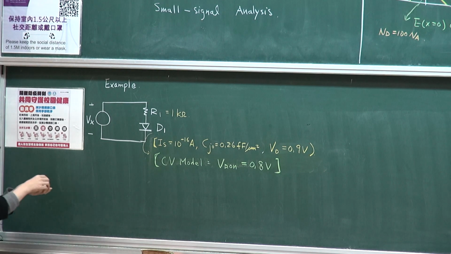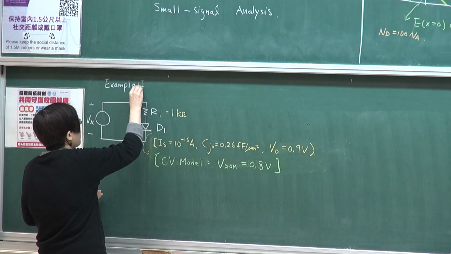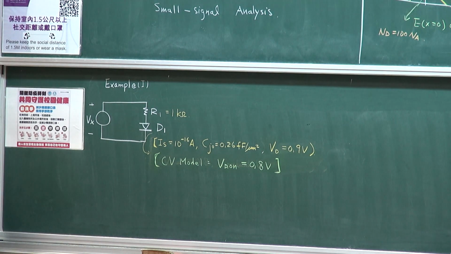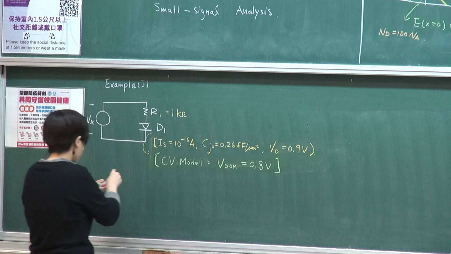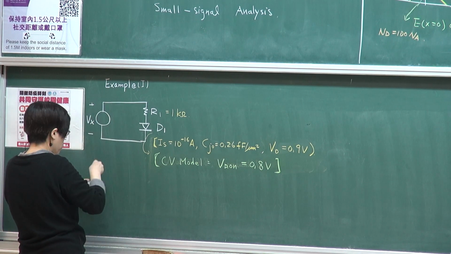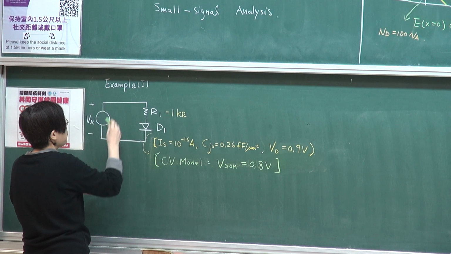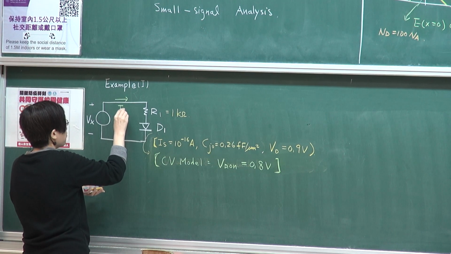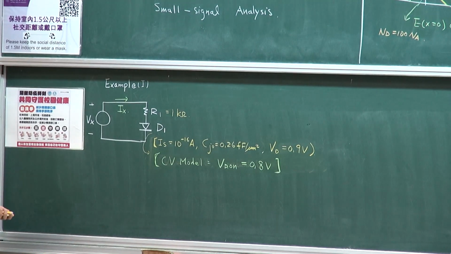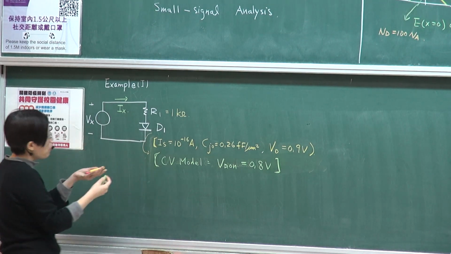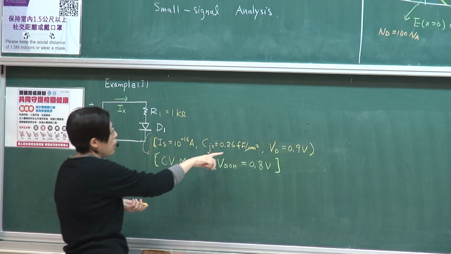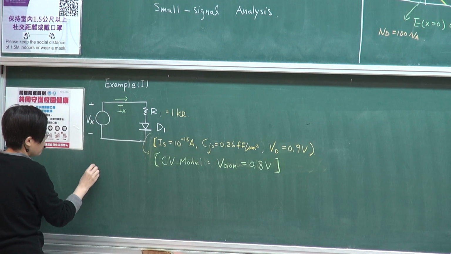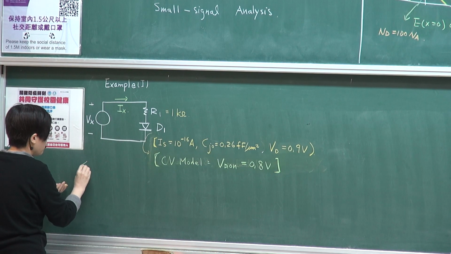So this is a very simple example. I wanted to give this example and then ask you to use different types of models and the parameters given to you to find the key performance factors in the circuits. So what we're going to find are 2 things. We're going to expect you to find the current under different bias conditions, and also if it's reverse bias, we're going to talk about the capacitance, junction capacitance.